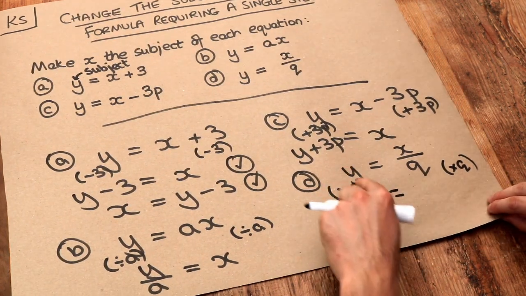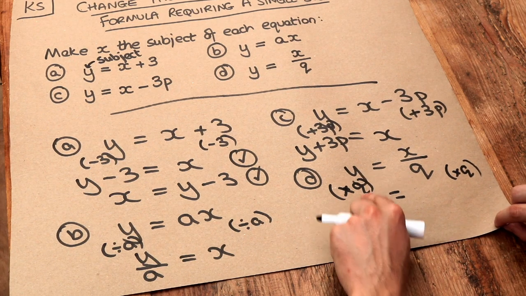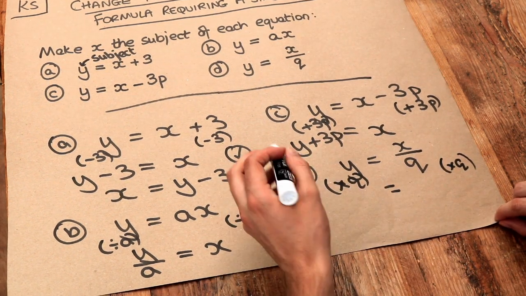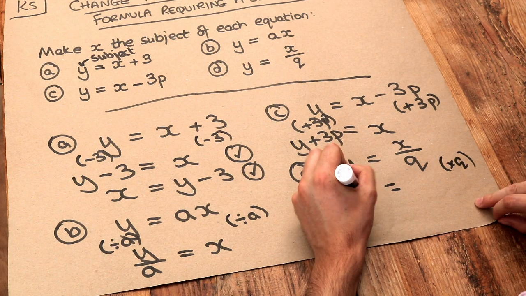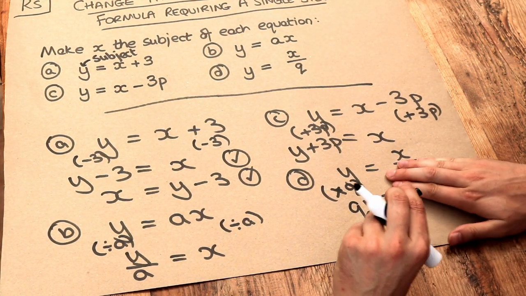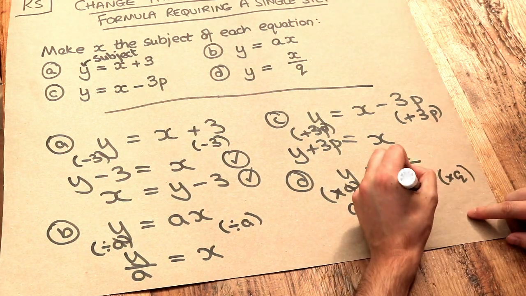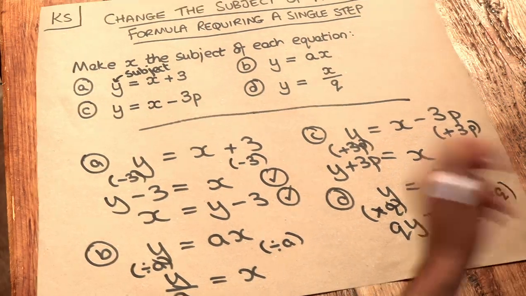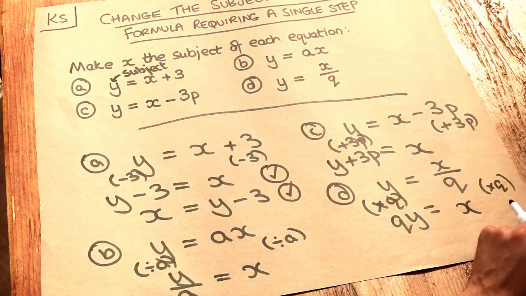Now, if we do y times q, we get yq, but we tend to put the letters in alphabetical order, so we're actually going to have qy. And if we times by q on this side, it just gets rid of the over q, and we end up with x. And there we go, we're done because x is on its own on one side of the equation.